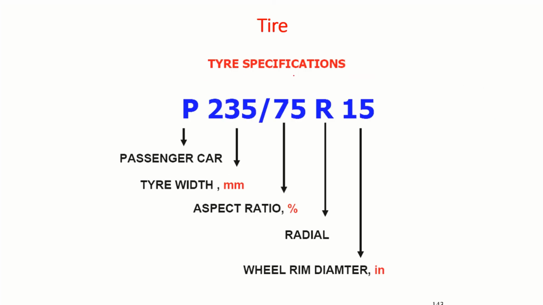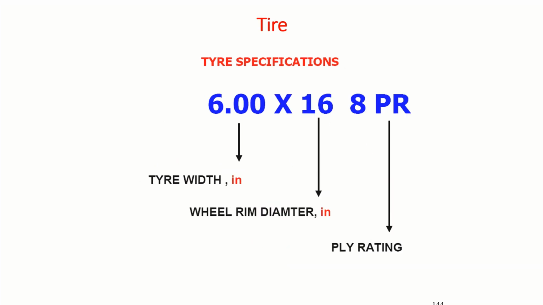Now tire specification. This is how it will be written: P 235/75 R 15. P stands for passenger car. This is the tire width, 235 mm. This is the aspect ratio. Then you can get the height. R stands for radial tire, and 15 is the wheel rim diameter in inches. This is how tires are specified.